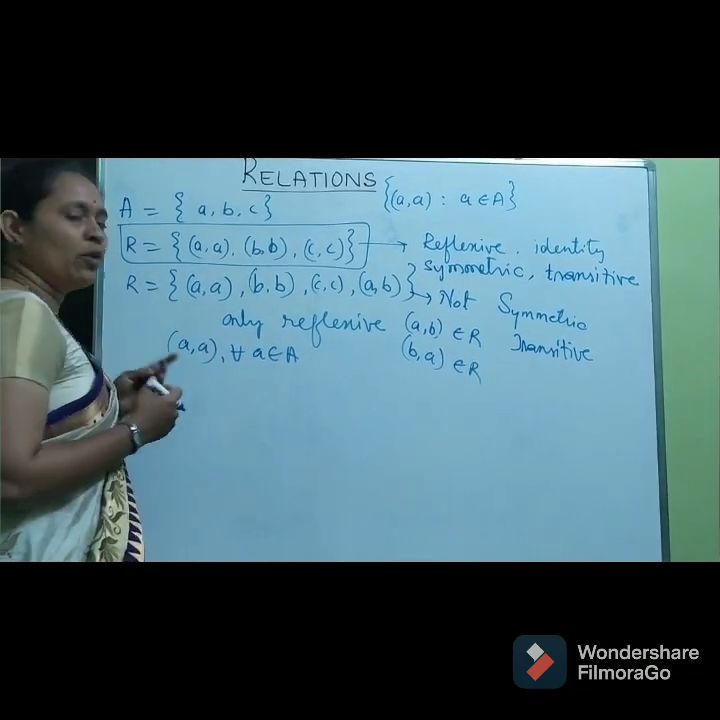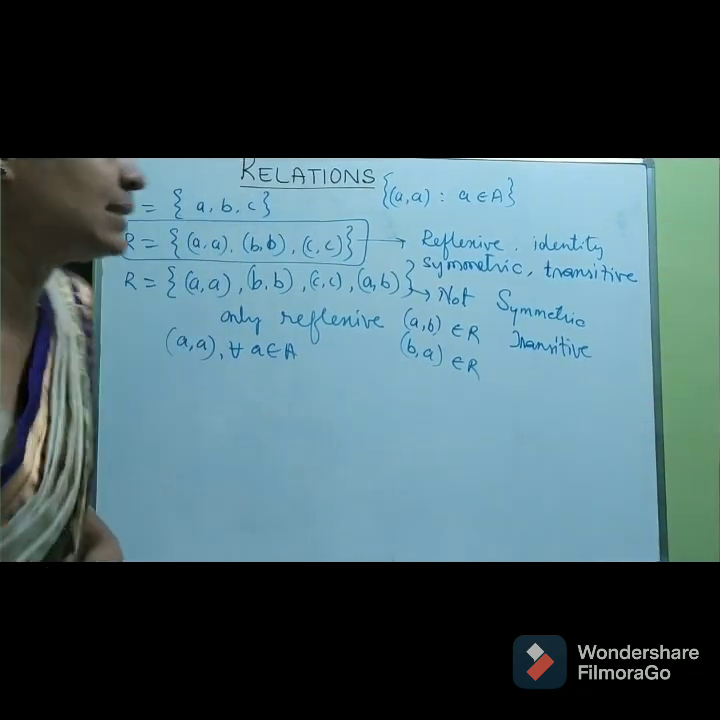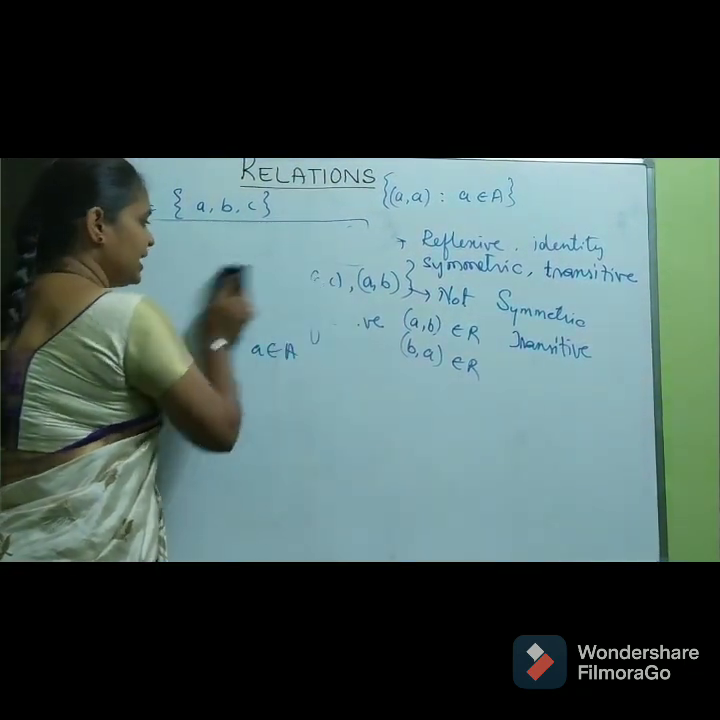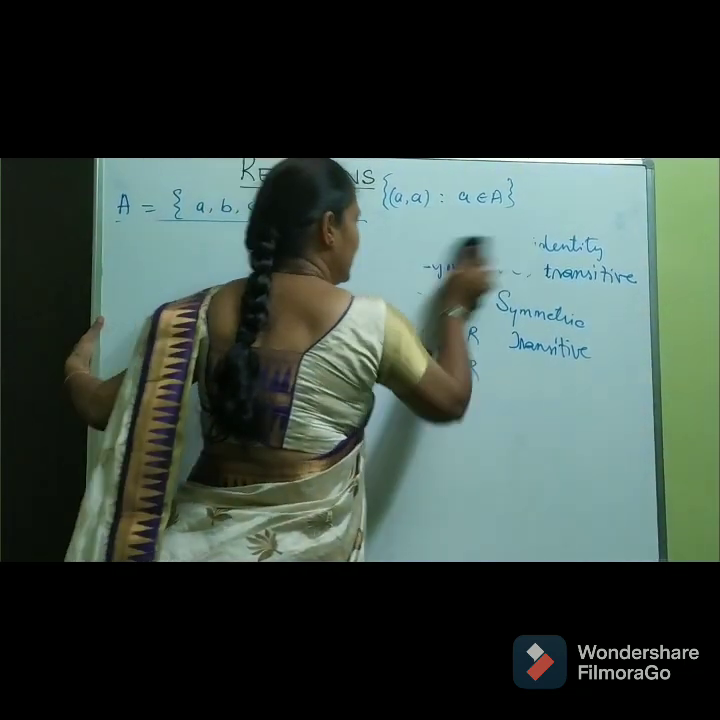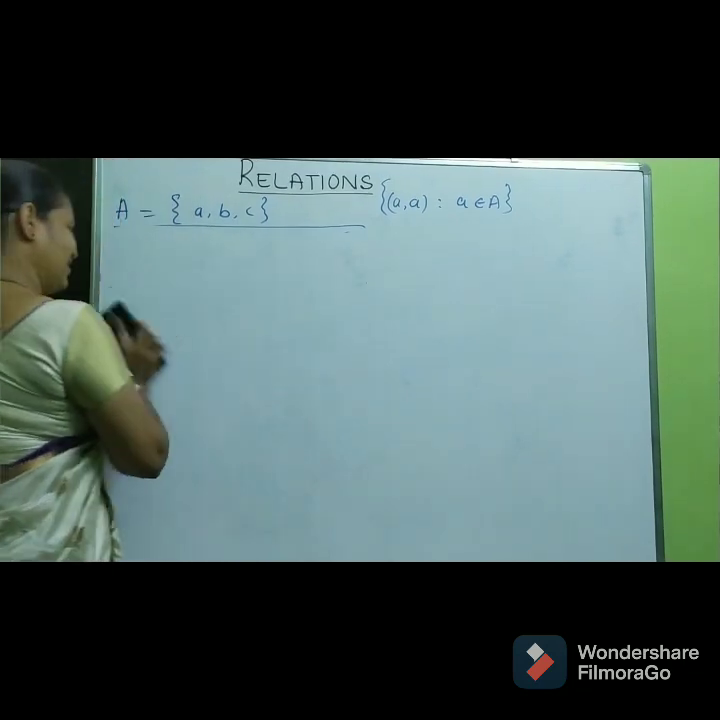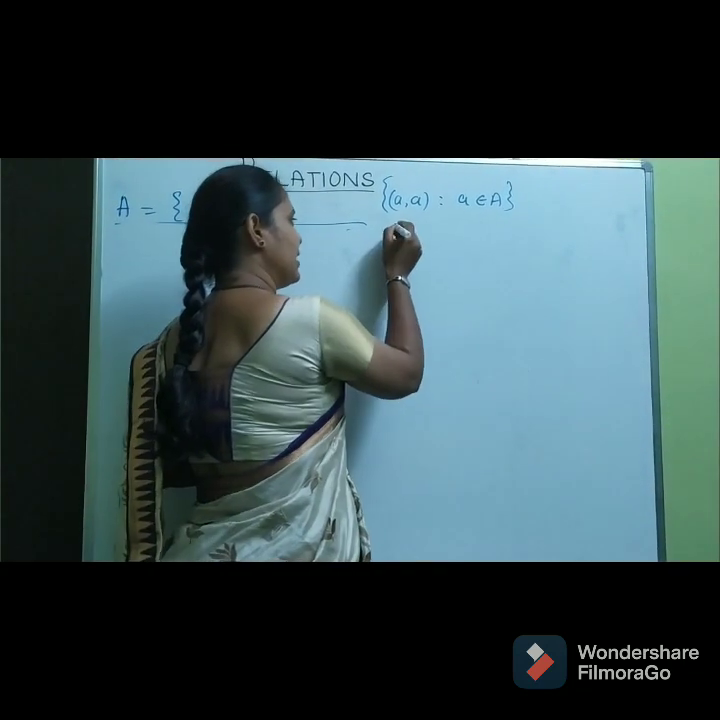We'll go through more and more examples, and you will understand. We'll take one more example on this. With the same set I want to discuss. Let A be {a, b, c} only. Here I will tell one more important definition. That definition is for equivalence relation.